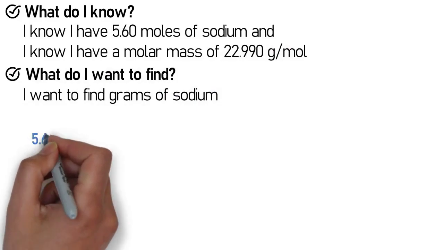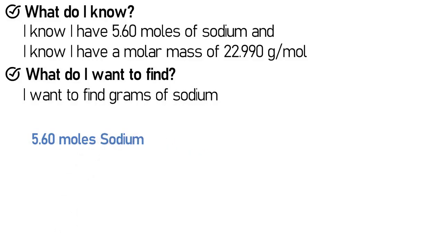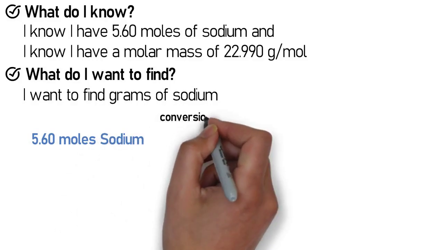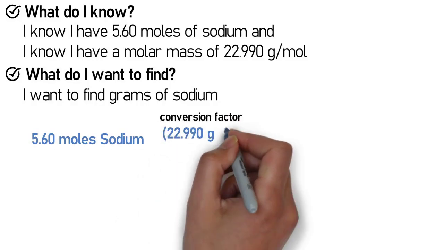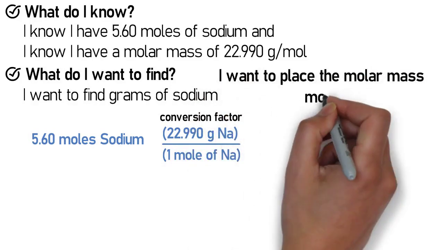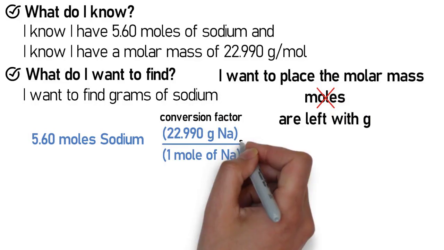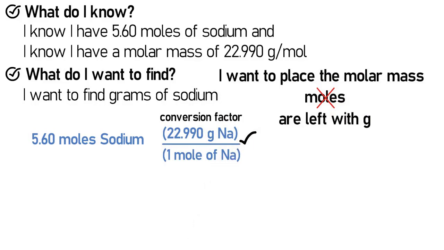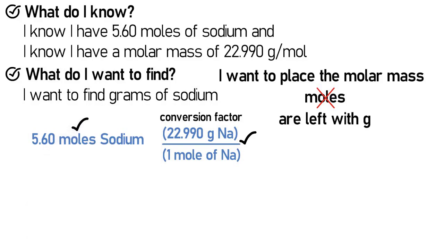In the upper left box, I place what I know, which is 5.60 moles of sodium. In the middle box, I put my conversion factor. This is where I will have the molar mass, which is 22.990 grams per mole. I want to place the molar mass so that I cancel out the moles in the equation and am left with grams. Since the molar mass is in grams per mole, I leave it as is, for in my top left box I have moles, so keeping the molar mass as written, the moles cancel out.